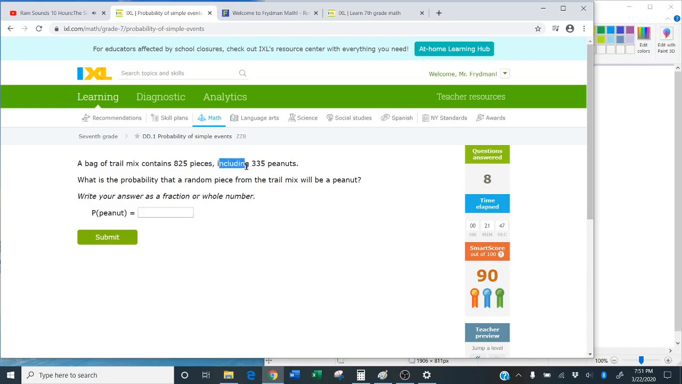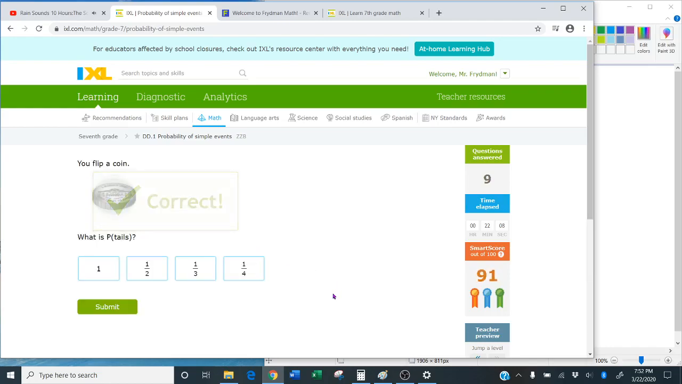So watch out for that word including, which is telling you that this number is already a part of this number. So you don't have to add these two things together. So that would be just 335 over 825. There we go. Okay, the probability of getting tails is a half.